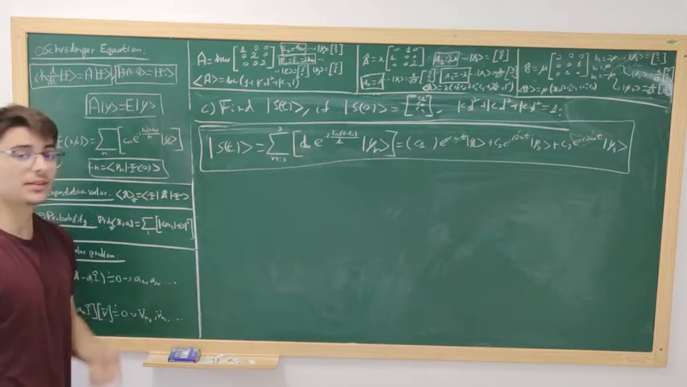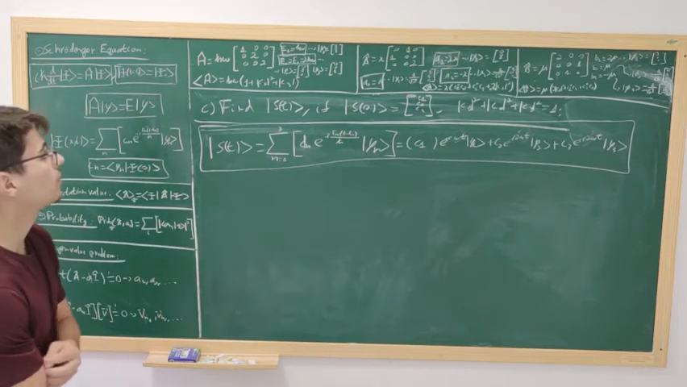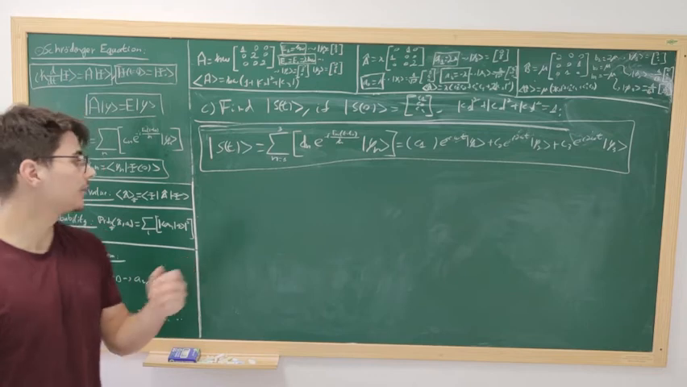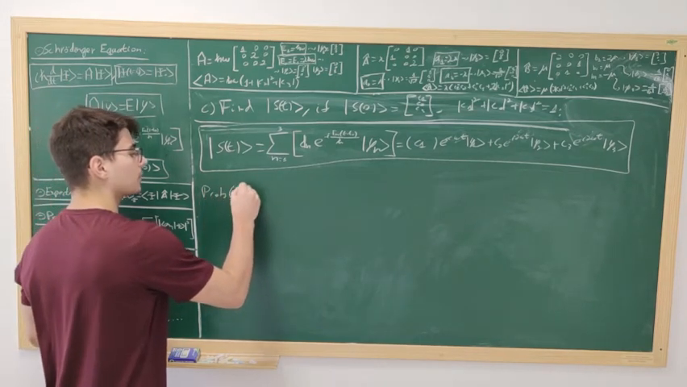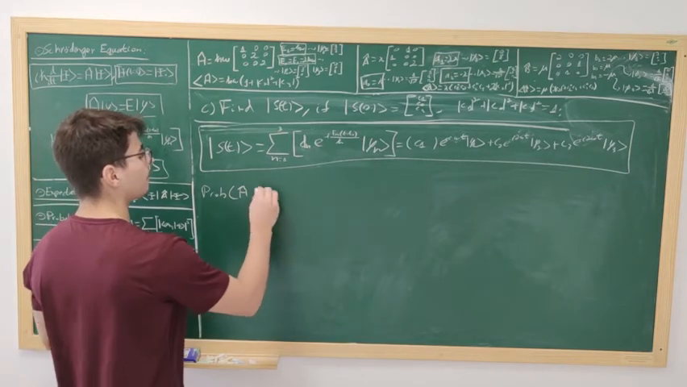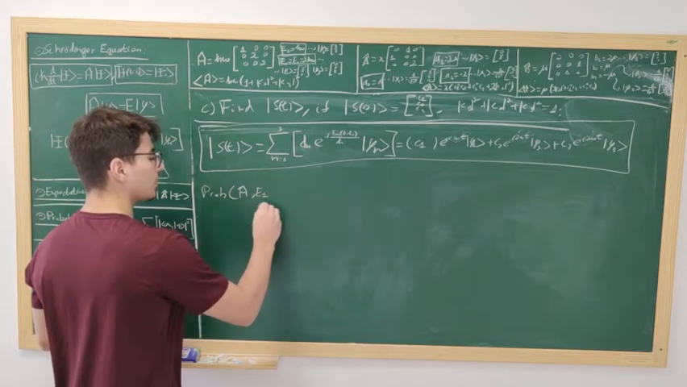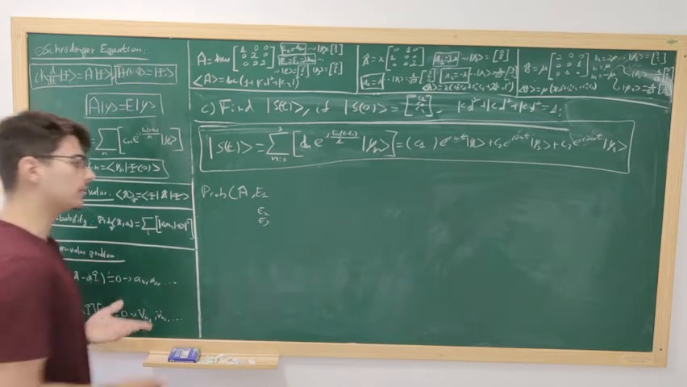The next thing that we're asked, and this is the last thing, is to calculate the probabilities of obtaining each eigenvalue. That is, if we measure H on this state, we can either get E1, E2, or E3. There are no other possible values of energy that we can get.